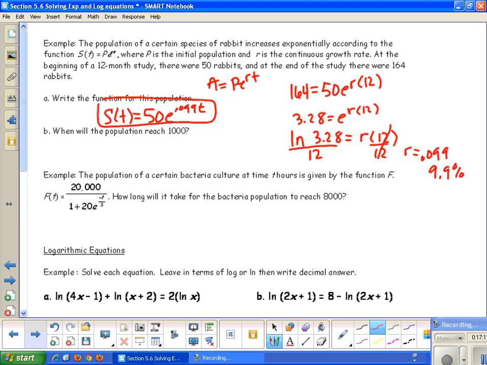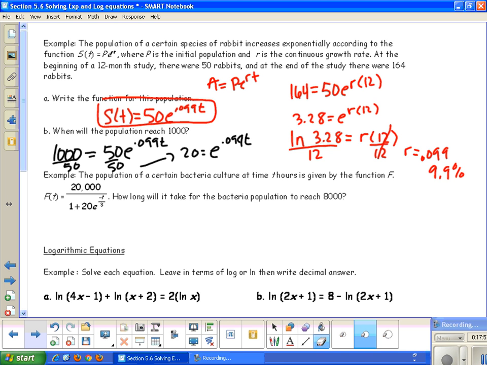Then the next part says, when will the population reach 1,000? So that's the population, so we need to figure out the time. So that means I'm plugging in 1,000 into this equation for the population equals 50 e to the 0.099 t. So I'm solving for time. Now, first things first, I would divide by 50, and you get 20. So when I divide by 50 on both sides, I get 20 equals e to the 0.099 t.